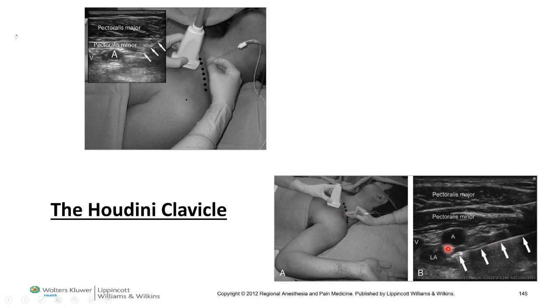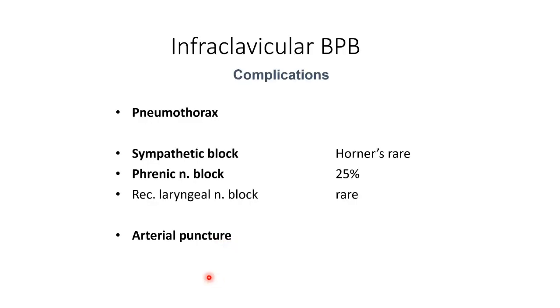Now again, there is a risk of pneumothorax with infraclavicular block. It can still cause sympathetic blockade. Phrenic nerve blockade is still possible. It's rare to cause recurrent laryngeal nerve blockade, and also there is a risk of vascular puncture.